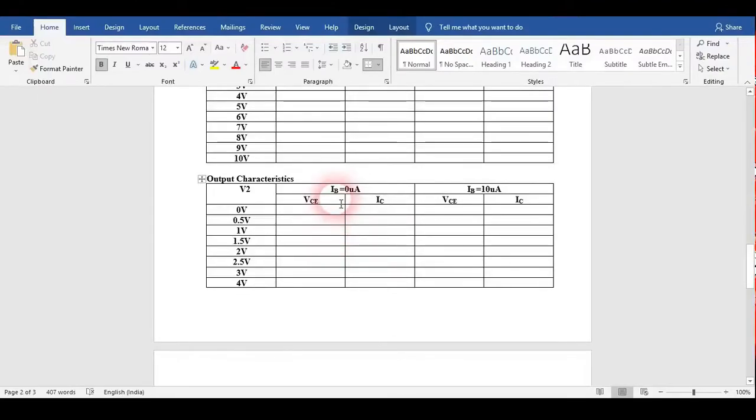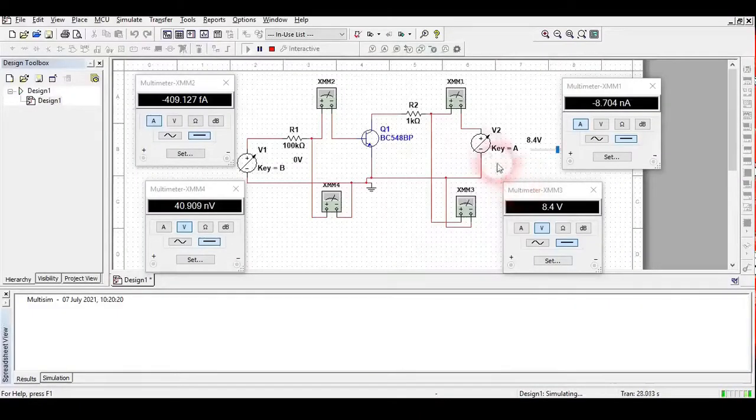At IB equal to 0 microampere, and now I will make IB equal to 10 microampere, and in that case I am going to fill this VC and IC with different values. For that, I am going to increase this value of voltage so that this current IB becomes 10 microampere.